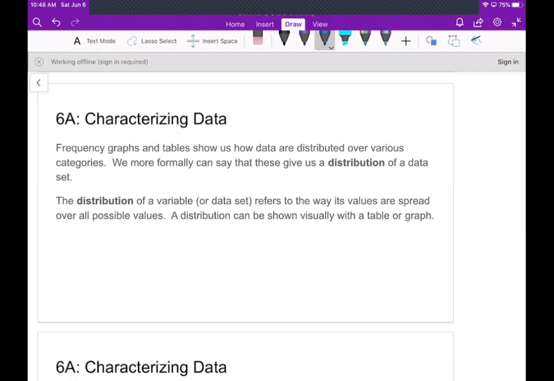Now frequency graphs and tables show us how data are distributed over various categories, and we can more formally say that these give us a distribution of a data set. The distribution of a variable or data set talks about the way that its values are spread over all possible values. And we can easily show a distribution visually with a table or a graph. A lot of times we'll do this with a graph.